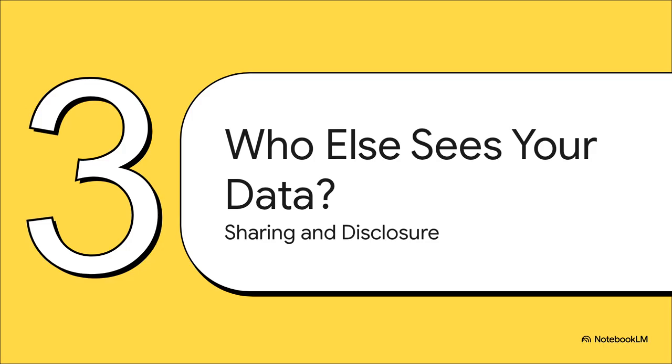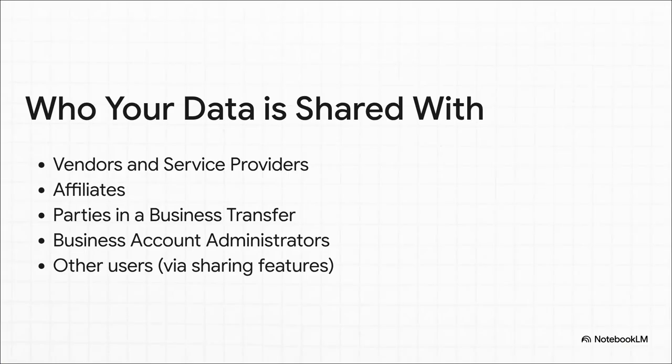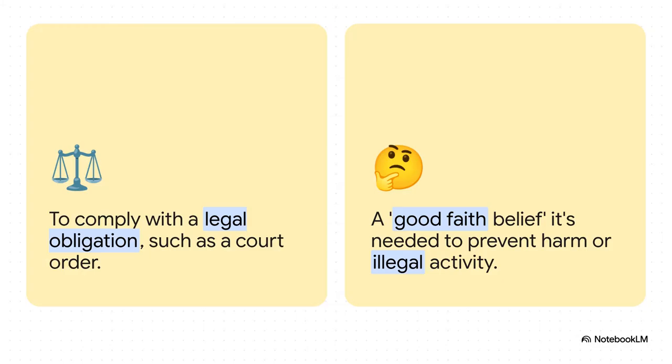Okay, so does all this data just stay locked away inside OpenAI's servers? Well, not exactly. Let's talk about who else might get a peek. They work with a whole web of third parties just to keep the lights on. Think cloud hosting providers who actually store the data, or payment companies that process your subscription. If you're using a business account, your company's administrator has access. And of course, if you use a feature like a shared link, you are actively choosing to share that conversation yourself.